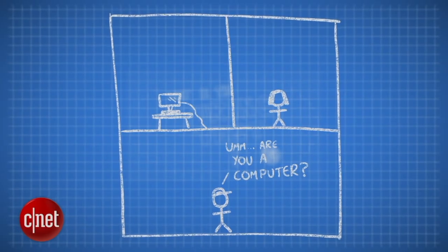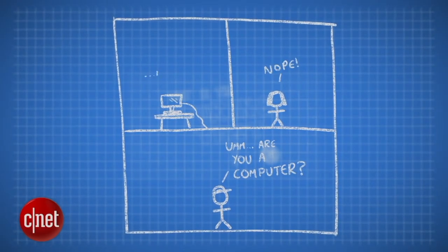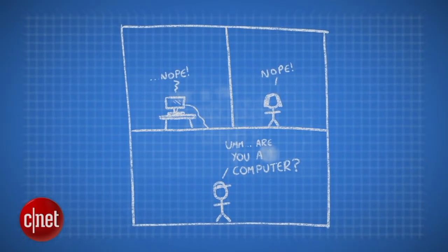To make things harder, the computer is trying to make the interrogator guess wrongly. In other words, it's trying to be as indistinguishable from a human as possible.